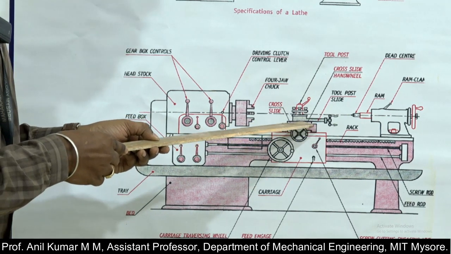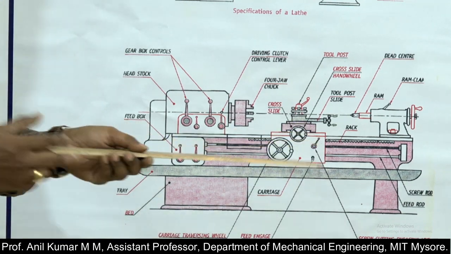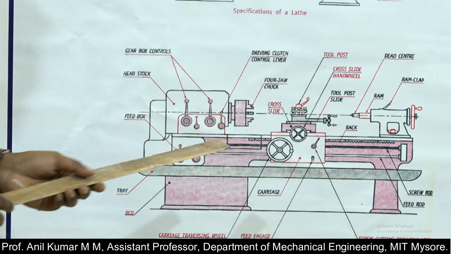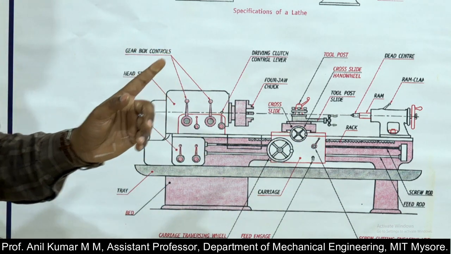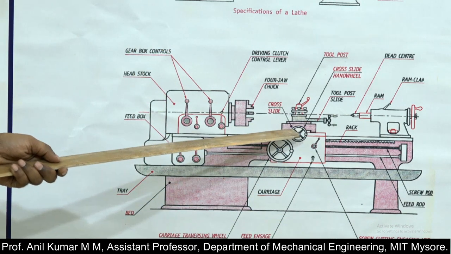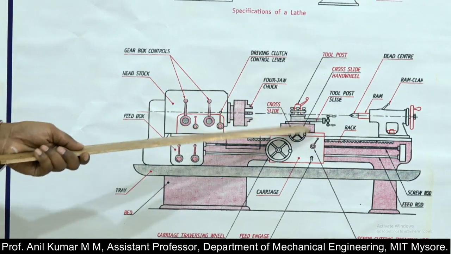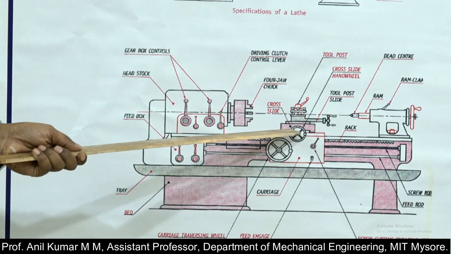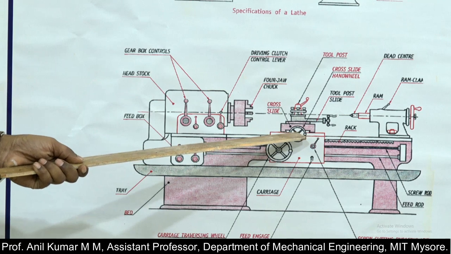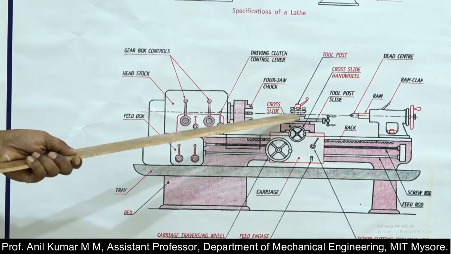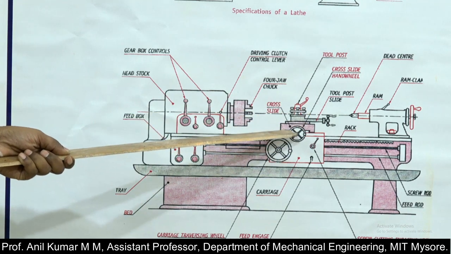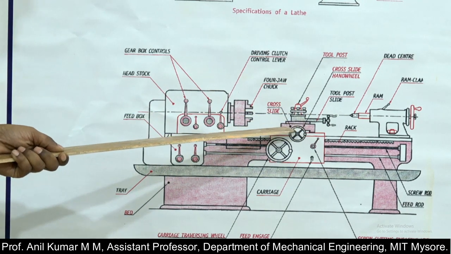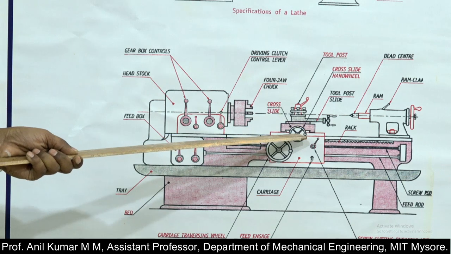Next is the cross slide. The cross slide gives the transverse movement to the cutting tool, and it can be operated with the help of the hand wheel. There is a cross feed handle, and with the help of this handle we can move the cutting tool in the transverse direction. It is mounted over the saddle.